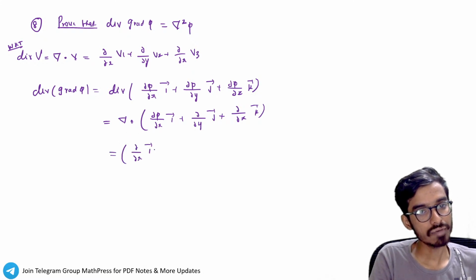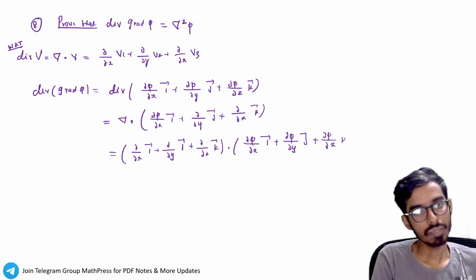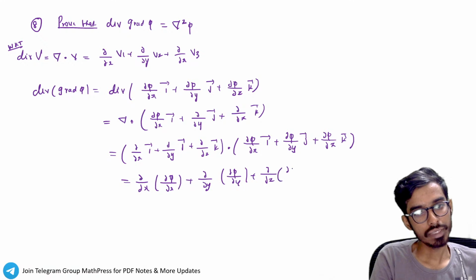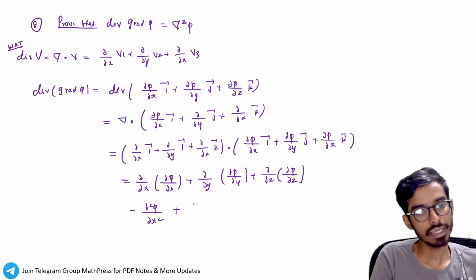What is del? It is dou by dou x i vector, dou by dou y j vector, dou by dou z k vector, dot dou phi by dou x i vector, dou phi by dou y j vector, dou phi by dou z k vector. Now make a dot product here. So this will be dou by dou x of dou phi by dou x, dou by dou y of dou phi by dou y, dou by dou z of dou phi by dou z. This is nothing but dou square phi by dou x square, dou square phi by dou y square, dou square phi by dou z square.